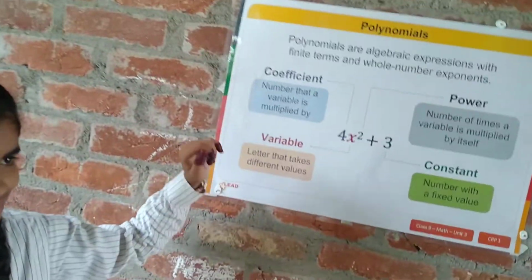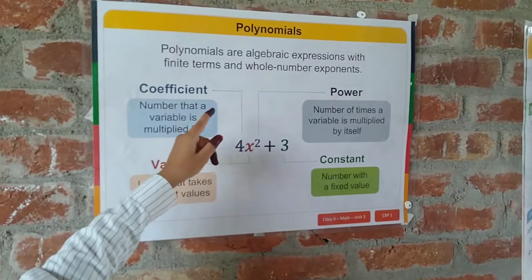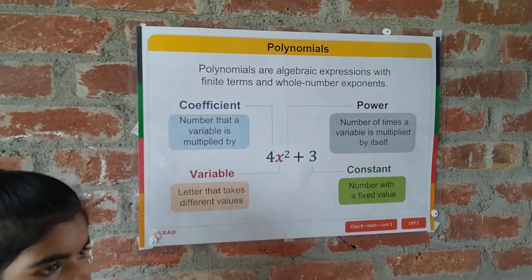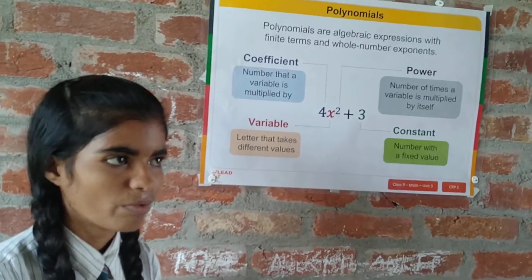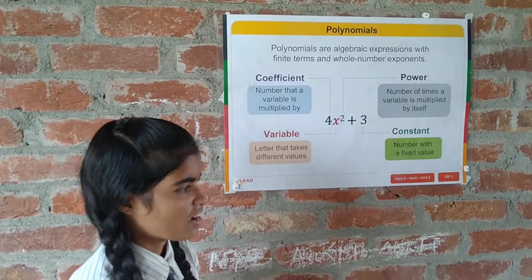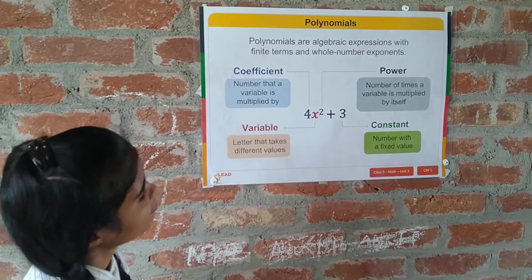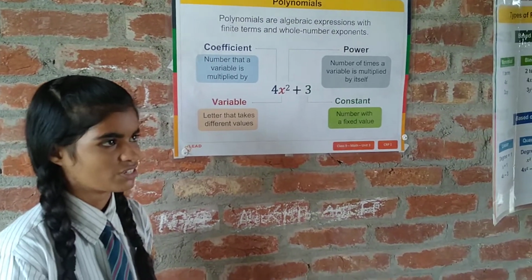What is polynomial? Polynomials are algebraic expressions with finite terms and whole number exponents. It means those which have more than one term are known as polynomials. Here, what is a term? The combination of variable and coefficient is known as a term.